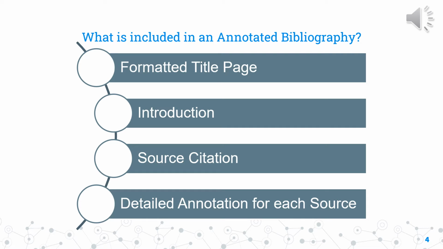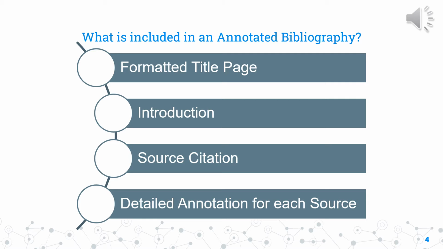What is included in an annotated bibliography? First is the formatted title page. This formatting should also continue throughout the body of your annotated bibliography. The format entirely depends upon the academic discipline in which you are working. Next is an introduction. The introduction is designed to provide context for your research question or problem and to give a justification for the way in which your sources are selected and organized.